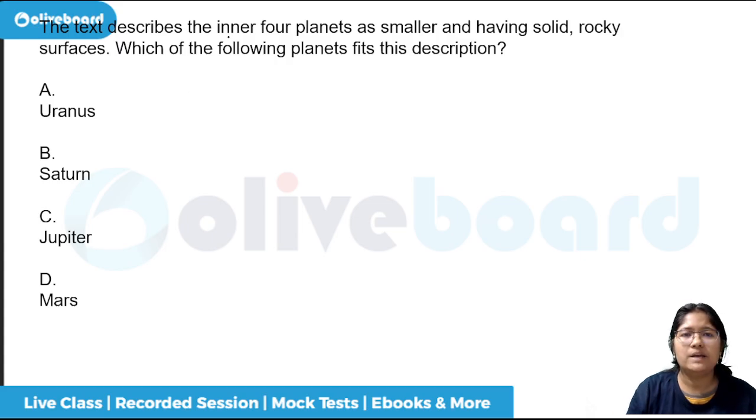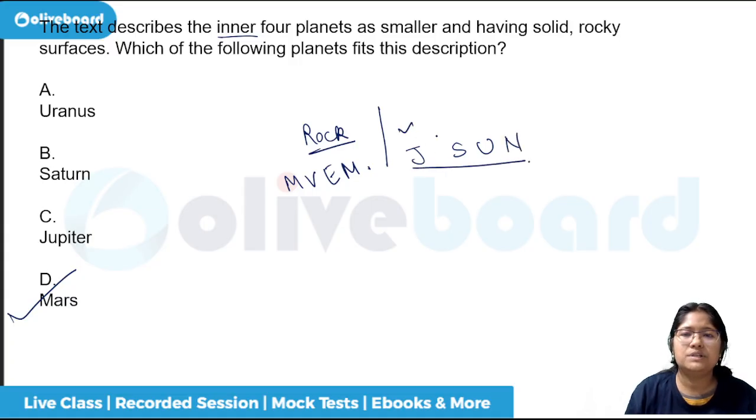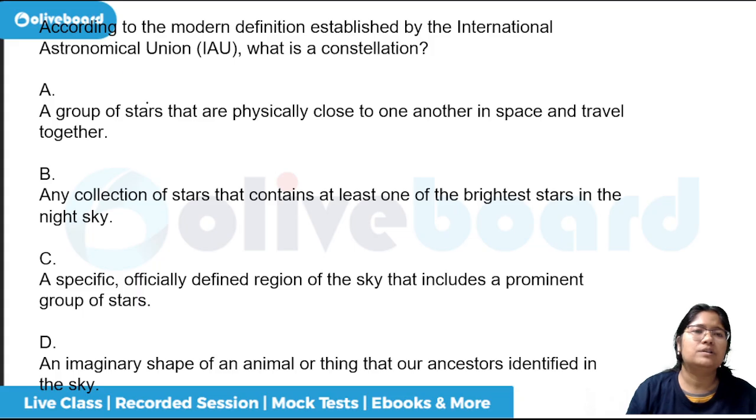The text describes the inner four planets as smaller, rocky, and having solid rocky surfaces. Which of the following planets fits this description? So there is Mercury, Venus, Earth, and Mars. So Mars is the correct answer because these are the inner rocky planets, while Jupiter, Saturn, Uranus, and Neptune are the outer gas giants. All right. Now coming to the next question.